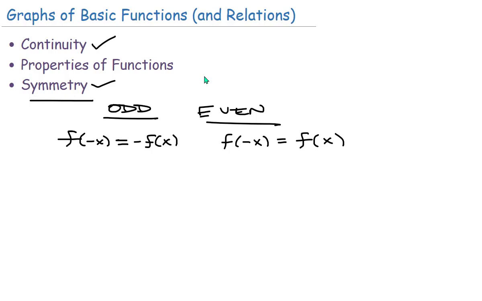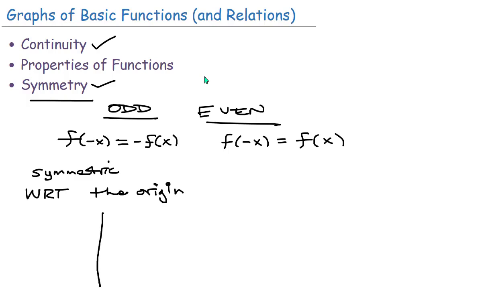So if a function is odd, it is symmetric with respect to, I'm going to put WRT, with respect to, the origin. So visually, what would that look like? If I had a graph and it did something like this, and my drawing's not perfect, that would be an example of an odd function, because here's the origin, it's like a mirror, and half of my graph would be on one part and it would mirror over to the other half.